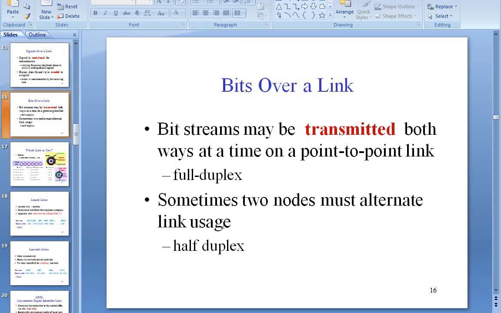Like full duplex and half duplex. In full duplex, the bit stream may be transmitted both ways at the same time, we can say simultaneous transmission in both directions. Sometimes two nodes must alternate link usage, which is half duplex. So it's not a simultaneous transmission, but you can transmit in both directions in half duplex. Simplex is a communication mode in which the sender will always transmit and the receiver will only receive the signal.